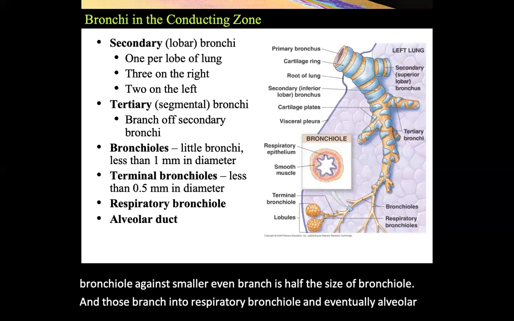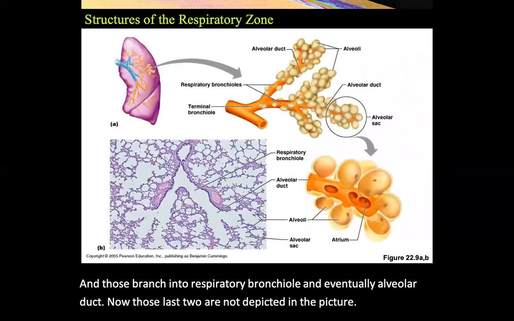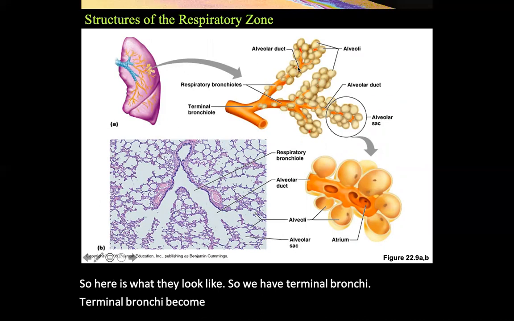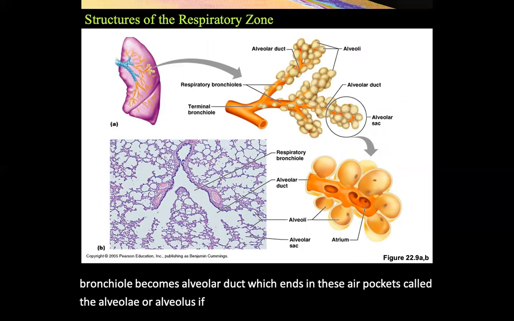Now, the last 2 are not depicted on the picture. So here is what they look like. We have terminal bronchioles. Terminal bronchioles become respiratory bronchioles, and respiratory bronchioles become alveolar ducts, which end in these air pockets called the alveoli, or alveolus if we're talking about only one of those.